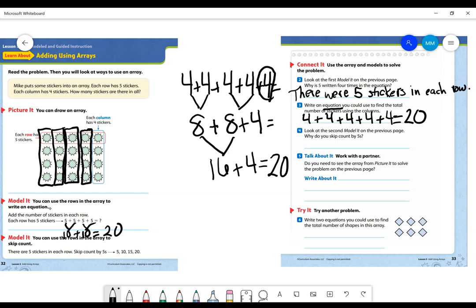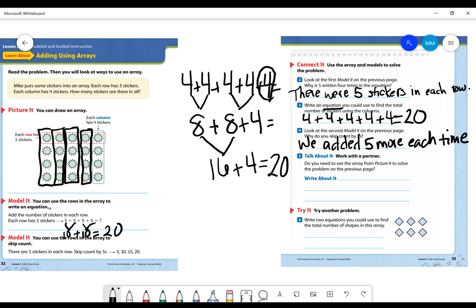It says, look at the second model on the previous page. Why do you skip count by fives? Why did we skip count by fives? Because we added how many each time? We added 5 more each time. When I'm counting by fives, that means I am just adding 5 over and over and over again.